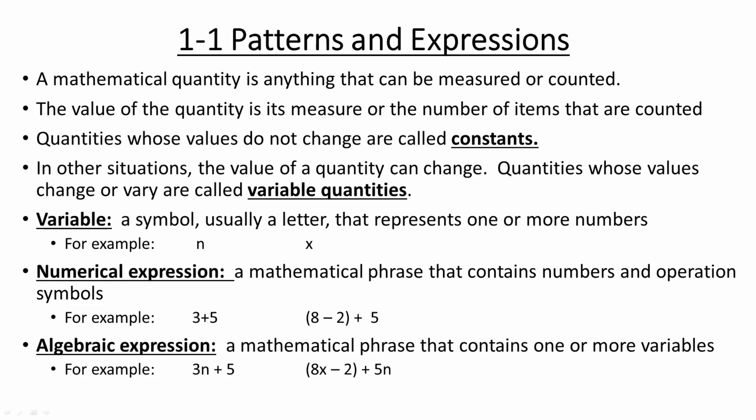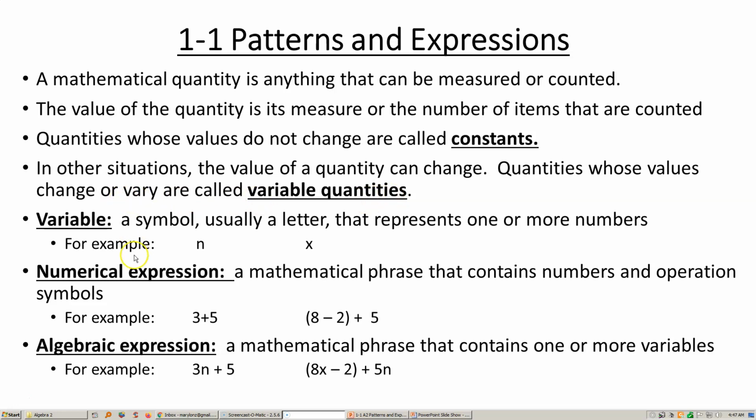A mathematical quantity is anything that can be measured or counted. The value of the quantity is its measure or the number of items that are counted. Quantities whose values do not change are called constants. In other situations, the value of the quantity can change. Quantities whose values change or vary are called variable quantities. Makes sense because they vary.